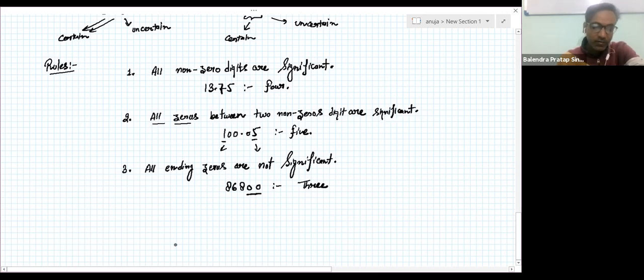You may get confused in the last two rules. Basically, there are 5 rules, so 3 rules are very easy. I'm again repeating the first rule: all non-zero digits are significant. Every number is a significant figure. Next, all zeros between two non-zero digits are significant, so you have to consider all the zeros between two non-zero numbers. And the third one, all ending zeros are not significant. Means you will not consider the ending zeros.